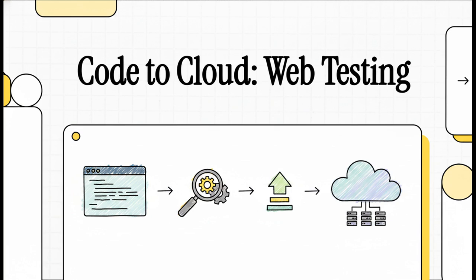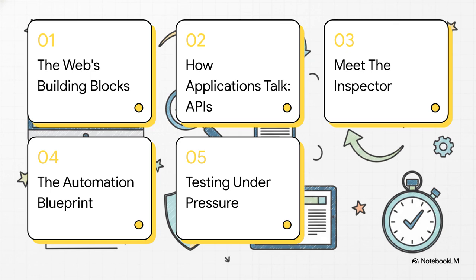All right, let's get into it. Today, we are going to pull back the curtain on modern web testing. We're going on a journey that starts with just a single line of code and ends up in the massive cloud systems that pretty much run our entire digital world. All right, here's the plan. First, we're going to look at the absolute fundamentals, the skeleton of a web page. Then, we'll peek behind the scenes and see how apps actually talk to each other. After that, we'll meet a super powerful tool called Playwright, figure out how to build tests that can actually scale, and finally, we're going to see what happens when we push these things to their absolute breaking point.